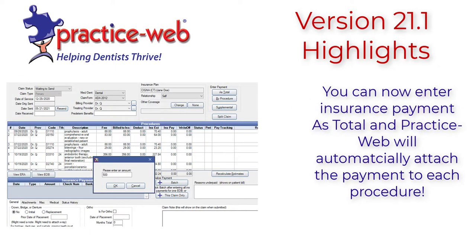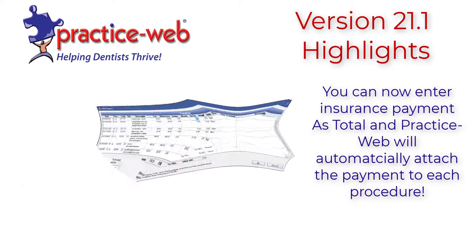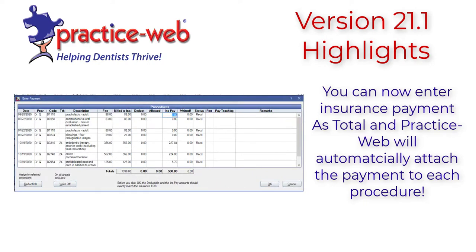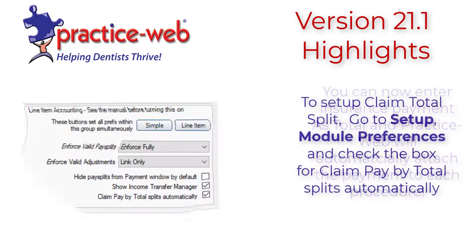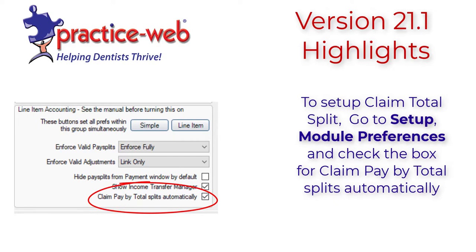Entering insurance payments is now easier than ever. You can enter your insurance payments by total, and Practice Web will automatically attach the payment to the respective procedure. Need to edit an individual procedure payment? No problem. Make the necessary change, and then click OK to save. To activate this feature, check the box for Claim Pay by Total Splits automatically under Module Preferences.